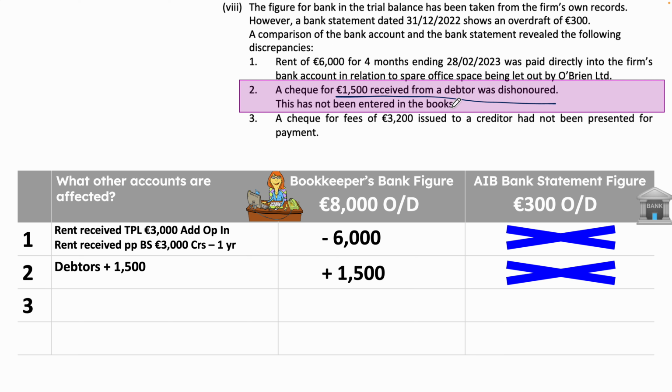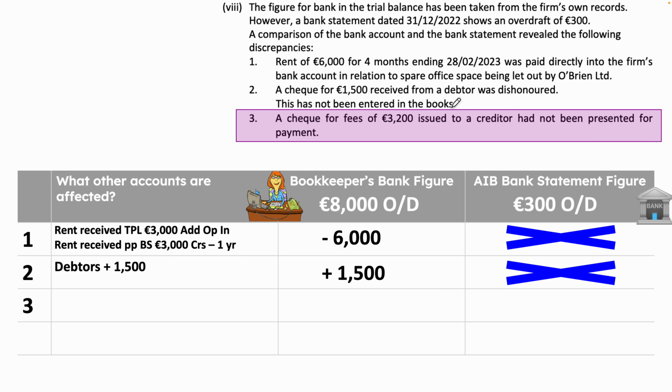Thanks very much. There's no talk of debtors being written off or anything like that. No talk of bankruptcy or liquidation or anything. So the debtors just owe us that money again. So we add $1,500 back to the debtors.